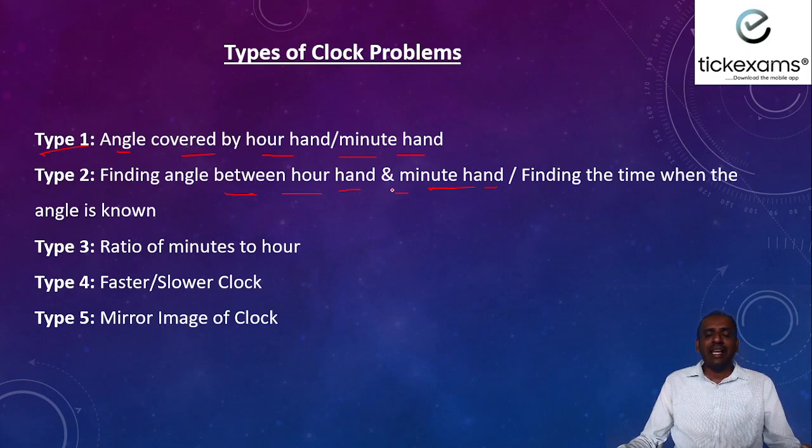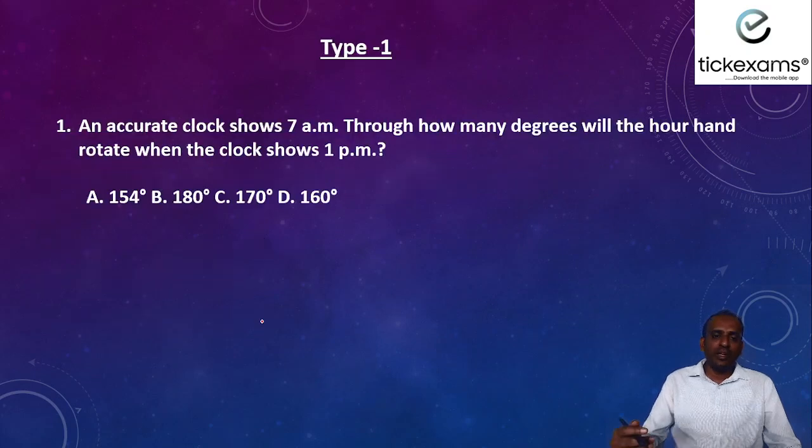Or sometimes the angle will be given: both hour hand and minute hand are at 90 degrees. So what is the time when they are at 90 degrees? What is the time between 5 o'clock and 6 o'clock when they are at 90 degrees? That could be another question. Then they might ask the ratio of minutes to hours. Then there will be questions on faster clock or slower clock. And the last type of questions could be on mirror image of the clock. So let us look at the questions one by one.